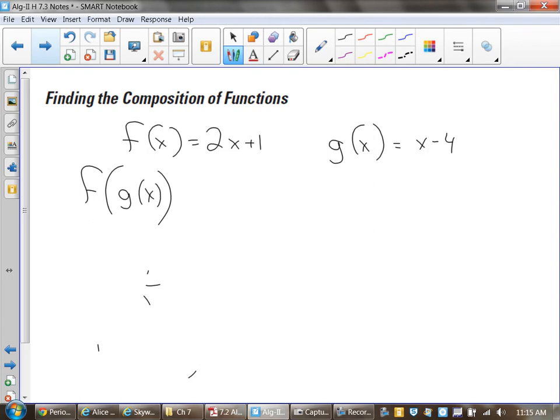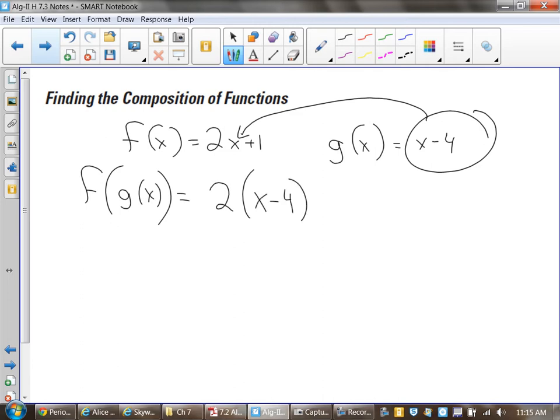Okay. Let's do this circle thing. It doesn't always work for me. It's really annoying. So again, that means I'm going to take the g of x equation and substitute it in for x. I get 2 times x minus 4, plus 1. F of car, 2 times car plus 1. F of potato, 2 times potato, and so on. Just 2x minus 8 plus 1 is 2x minus 7. Okay.